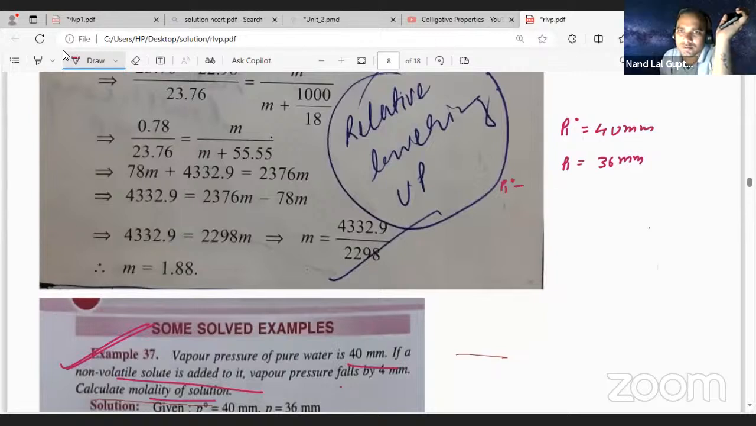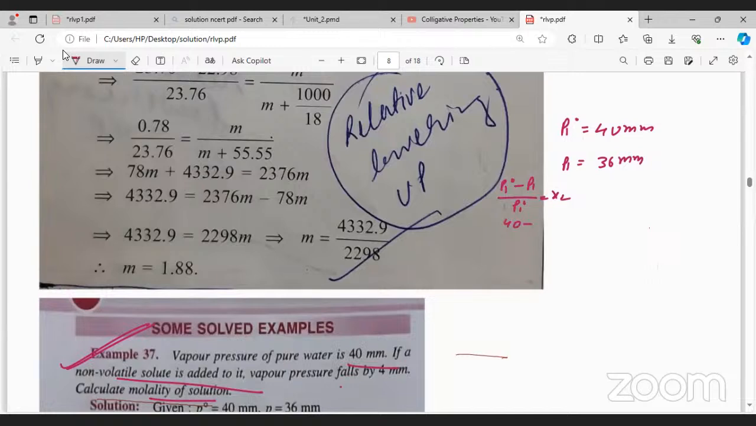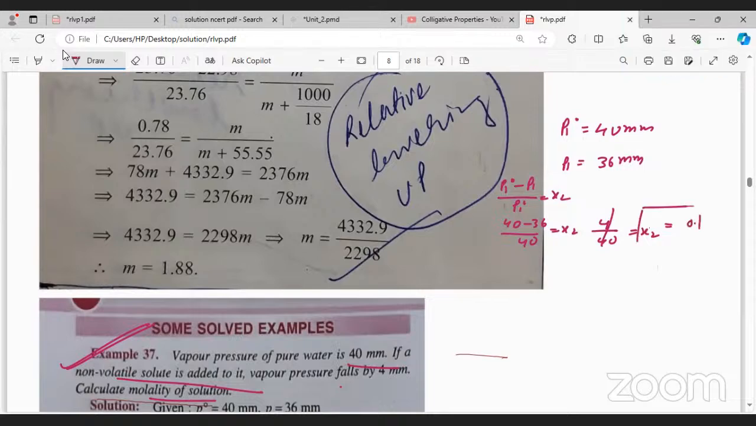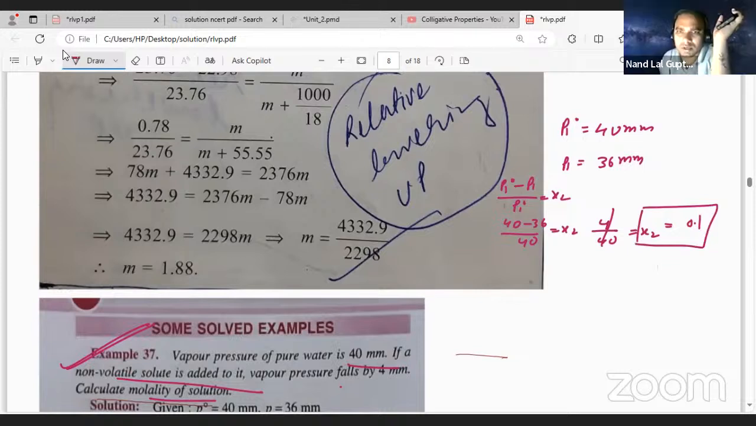So P1 naught minus P1 upon P1 naught is equal to X2. So 40 minus 36 upon 40 is equal to X2. So 4 by 40 is equal to X2. So how much will come? 1 by 10, 0.1. Yes or no? So what is there? X2 is equal to n2 divided by n1 plus n2.